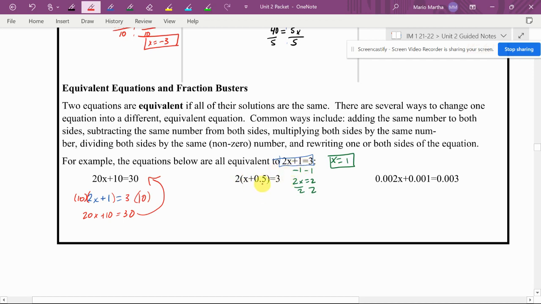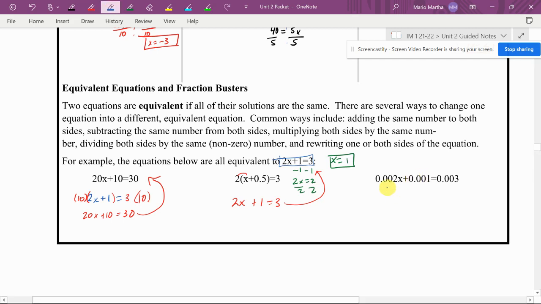All right, on example 2, you have 2 times quantity x plus 0.5 equals 3. So here, instead of multiplying or dividing or doing any operation, you actually want to just rewrite the equation by using the distributive property. So let's go back to 2x plus 1. We distribute the 2: 2 times x gives me 2x. 2 times 1 half would be just half of 2, which is positive 1. And then there's nothing else on the right side, so it's just equal to 3. So again, we get the same equation by rewriting.